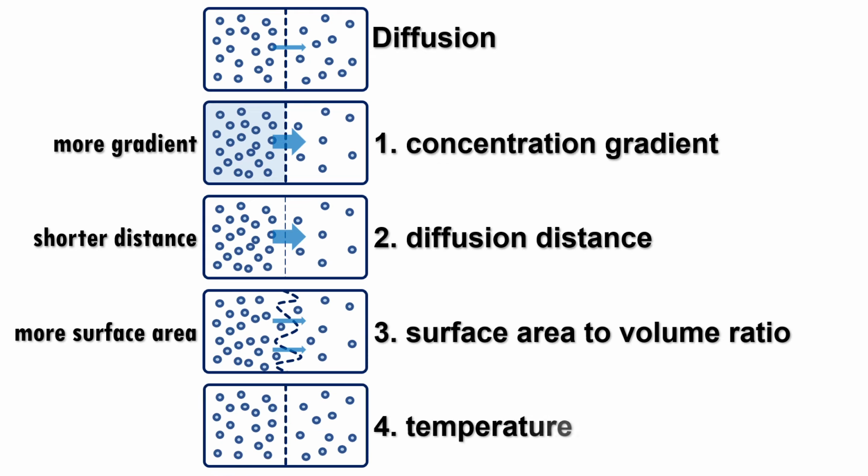The fourth factor is temperature. Higher temperatures give particles more energy. This makes them move faster, so they diffuse more quickly. You can think of how sugar dissolves faster in hot tea than in cold tea. That's because of faster particle movement.